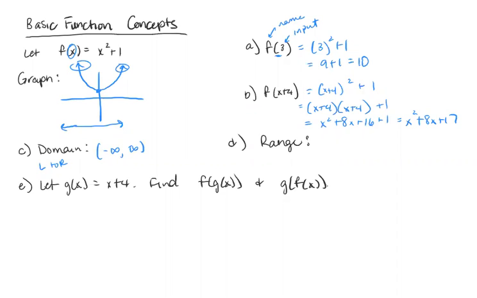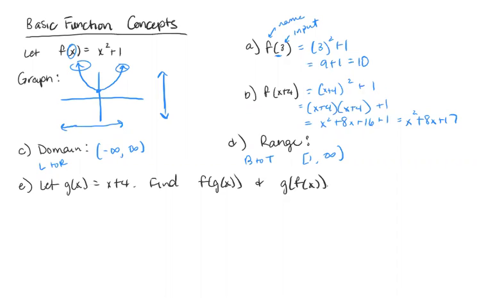For the range, you want to think bottom to top. So we're looking at how far down does it go and how far up does it go? So where does it start and where does it end vertically? So vertically, it starts at 1 and doesn't end because of those arrows, so it's going up forever to positive infinity.